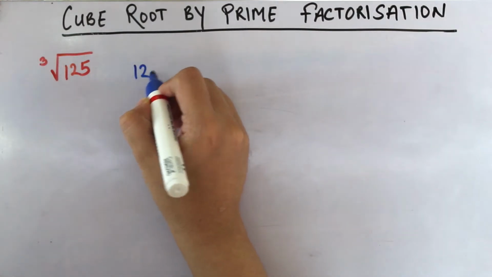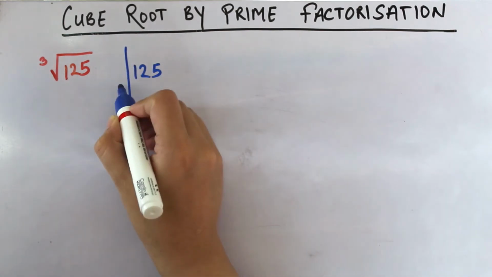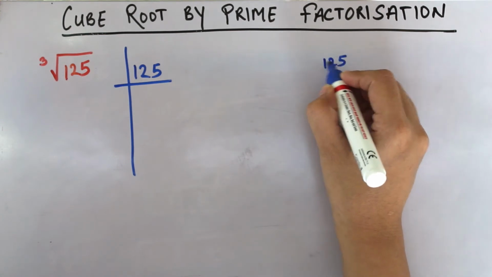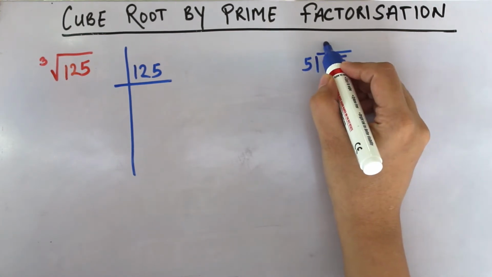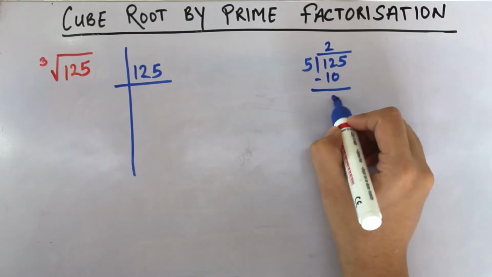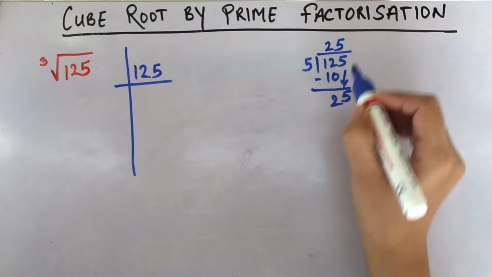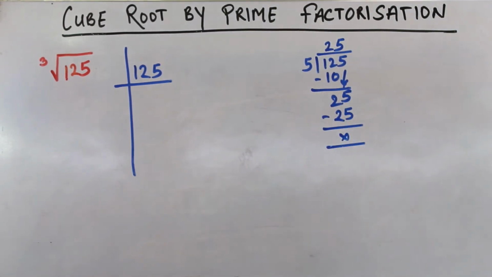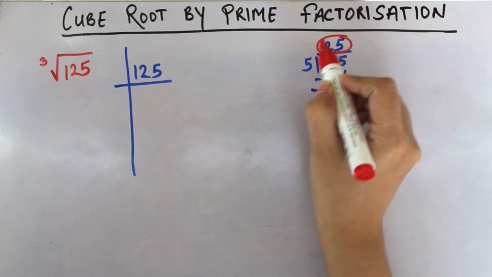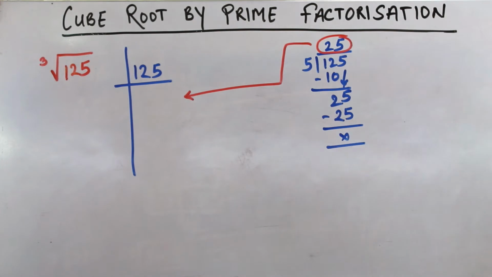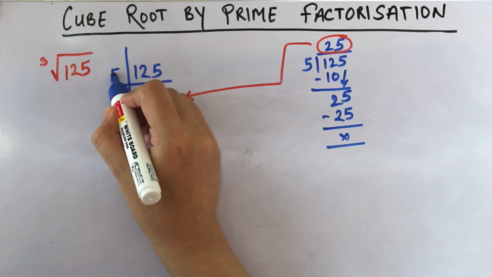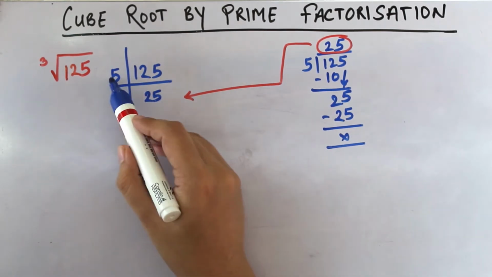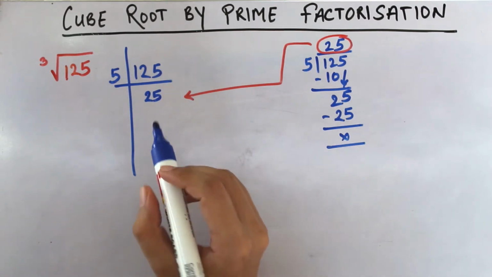So I'll write 125 and I have to divide it by its prime factors. What I can do is 125 can be divided by 5. So 5 twos is 10, and 2 and 25. 5 into 5 is 25. So this quotient, which is written over here, is what we write.